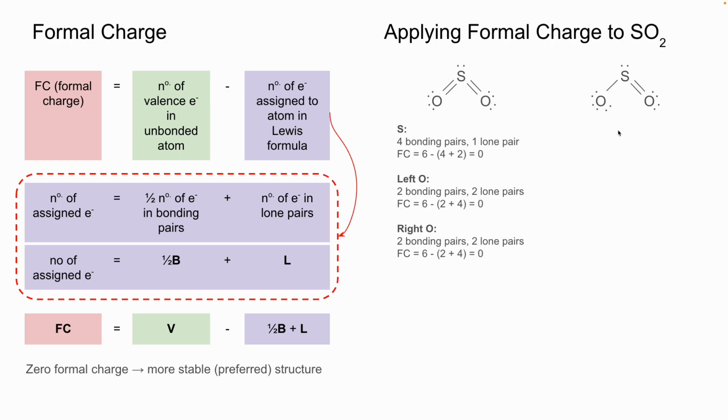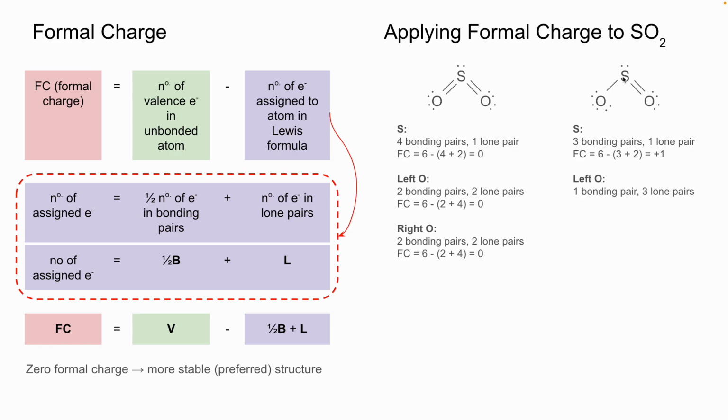Let's have a look at this one over here. Sulfur has now got 3 bonding pairs and 1 lone pair. So the formal charge equals 6, that doesn't change, sulfur is in group 6. Take away the number of electrons in bonding pairs divided by 2, so 6 divided by 2 is 3. Add the 2, the number of electrons in the lone pair, is a formal charge of +1 on this sulfur.